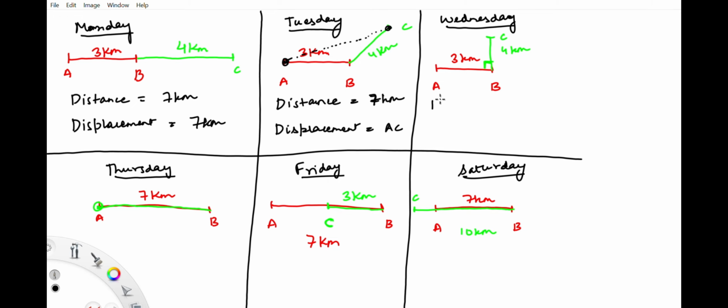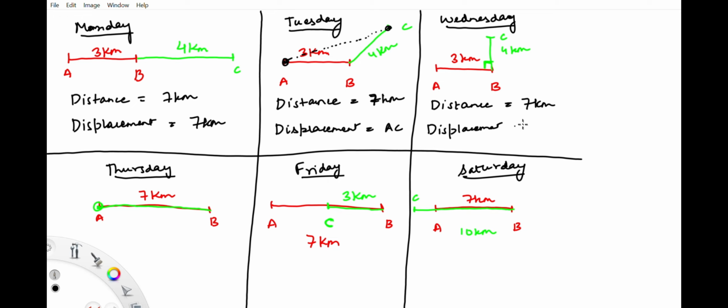Alright, now let us have a look at the case of Wednesday. The person again moves from point A to point C, and the total path length or the distance covered by the person from point A to point C is nothing but 3 kilometer and 4 kilometer added together. That gives 7 kilometers, which is the same as Monday and Tuesday. And take a look at this. The direction of this person's car is changing every day, but the distance is not changing with change in direction. And this makes us come to a conclusion that distance is a scalar quantity and displacement is a vector quantity.